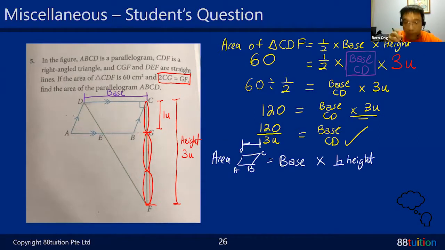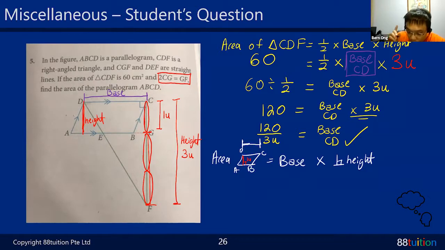All right, and the height, isn't it the 1 unit down here? Can you see down here? It's the 1 unit. The height is down here. So this is the height here. So my base is the base CD, and my perpendicular height is the 1 unit.